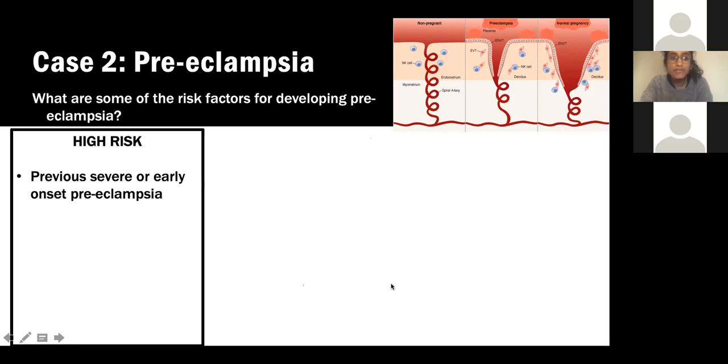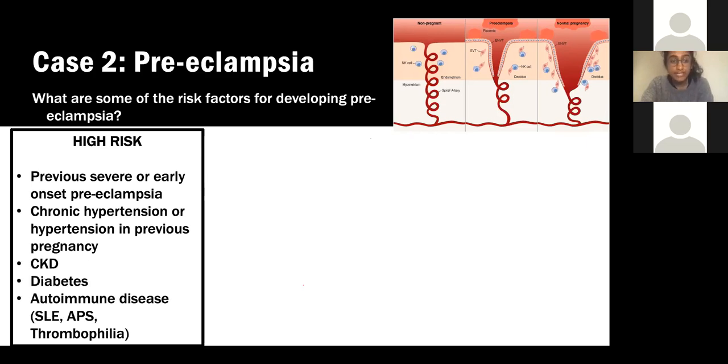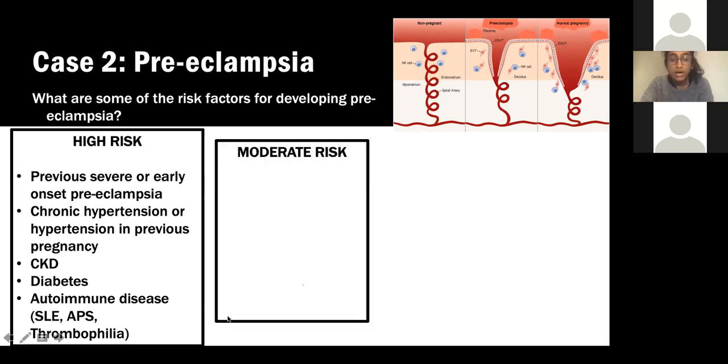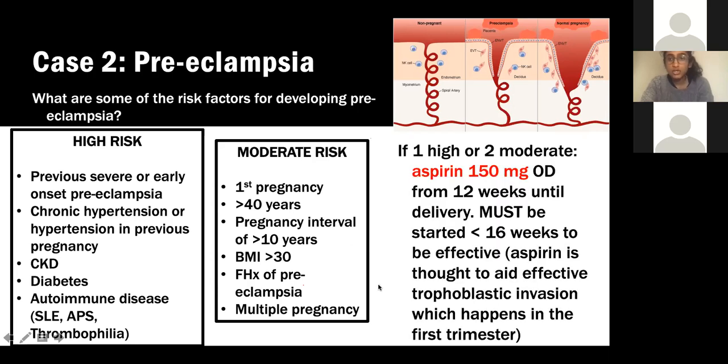Okay, so some of the high risk factors are previous severe or early onset preeclampsia, chronic hypertension, CKD, diabetes, and autoimmune disease, like antiphospholipid syndrome, thrombophilia, SLE. Moderate risk factors are if it's your first pregnancy, if you're over 40, pregnancy interval of over 10 years, BMI over 30, which you guys have mentioned as well, family history of preeclampsia, and multiple pregnancy. So if you've got one high or two moderate risk factors, you give them aspirin 150 milligrams, which I think you guys were talking about earlier.